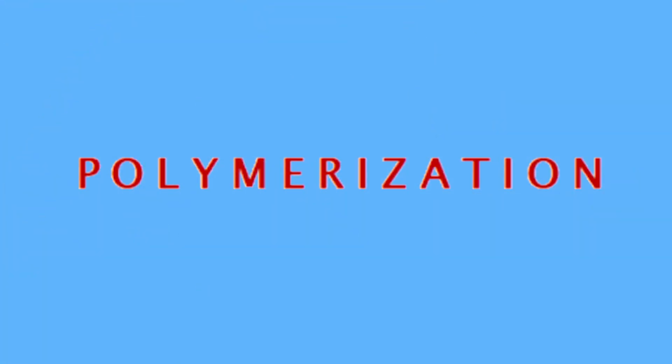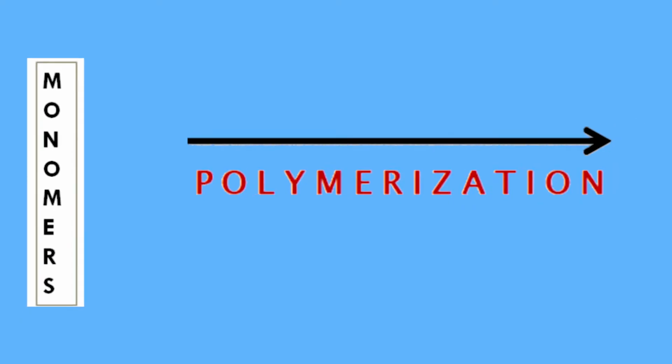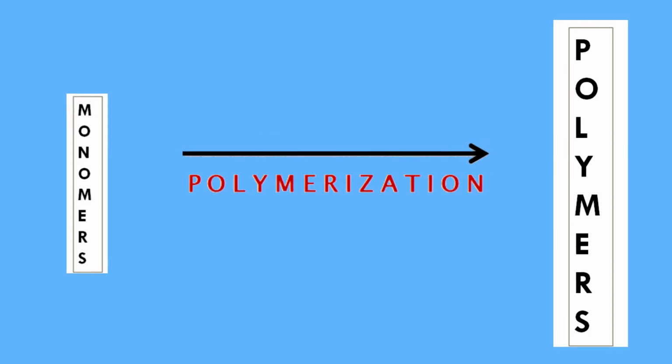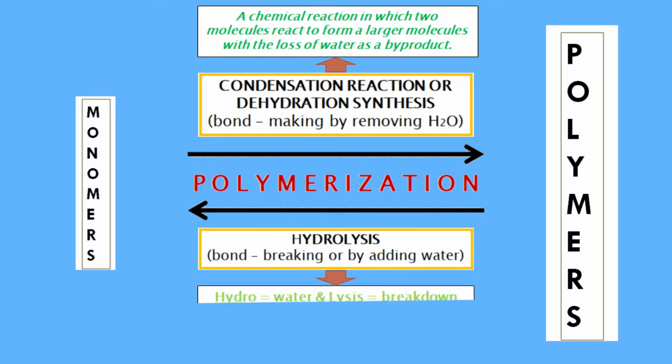In the previous lesson, we learned that several monomers are combined to form a polymer, and that is possible when water is removed as a byproduct through a process called dehydration synthesis. On the other hand, a polymer will be broken into smaller subunits called monomers when water is added through a process called hydrolysis.